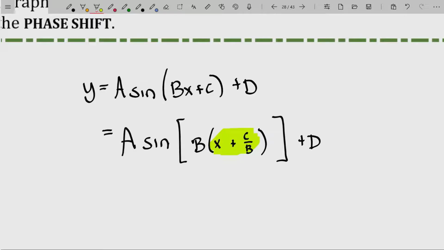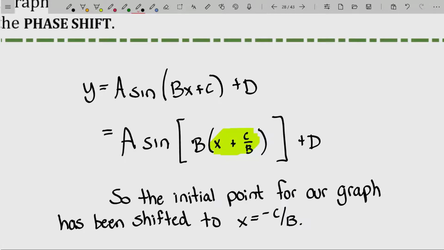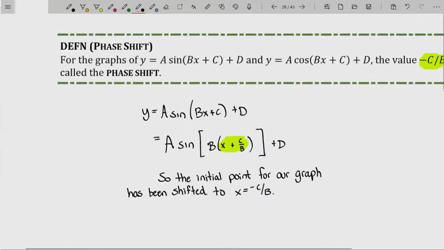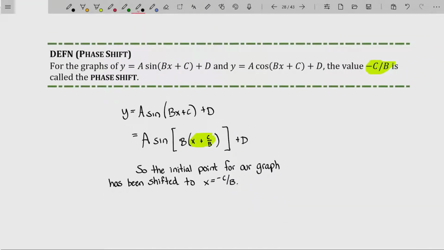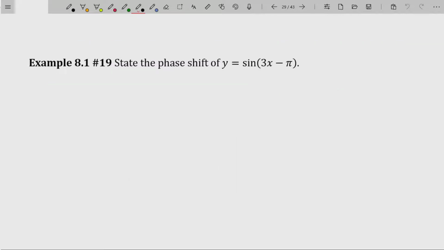So this has been shifted to x equals negative c over b. And that means the initial point of our graph has been shifted to x equals negative c over b. And so that's how we're going to start our initial point. All of our graphs will start at an initial point, sometimes at 0, if they're the standard graphs. But if there's some type of phase shift, our phase shift itself will be our initial point for our graph. So let's go ahead and just practice finding phase shifts before we graph.